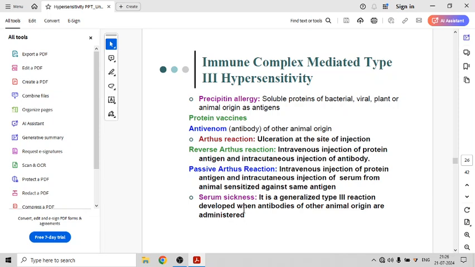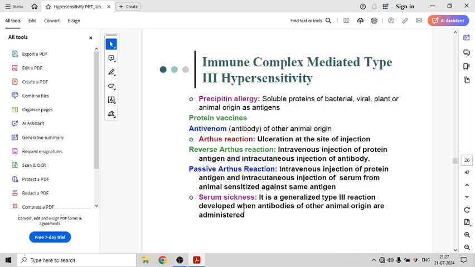And this precipitate formation will result in adverse reaction. This precipitate may get deposited in different parts of the body, resulting in different complications. Now we will see what are the different types of complications that take place with type 3 hypersensitivity. The antigens could be of protein vaccine origin, and these protein vaccines may be bacterial or viral vaccines. And it could also be the antivenom produced in other animals, especially the antivenom produced in horse.